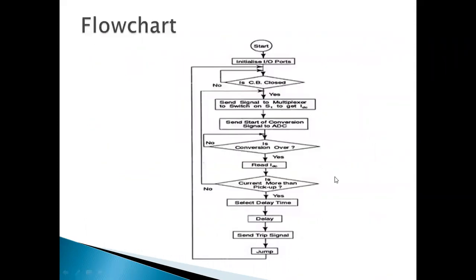Now the next is the flow chart for this microprocessor based relay. First, start. Then initiate the IO ports. Now here you can see, is the circuit breaker closed? First it is given to the circuit breaker, meaning we have to check here if that circuit breaker is closed. If yes, then it will go forward, and if no, again back for the checking.